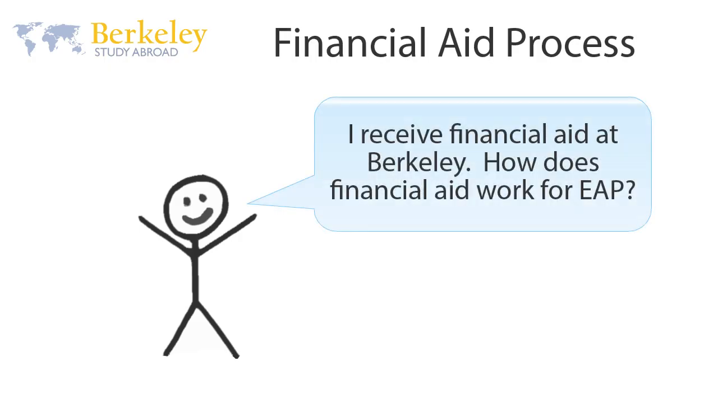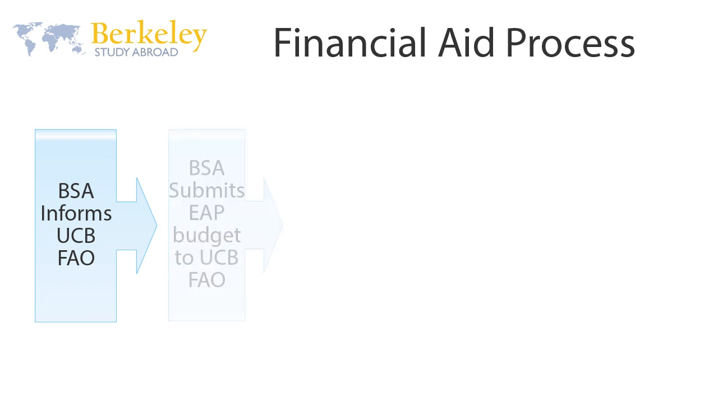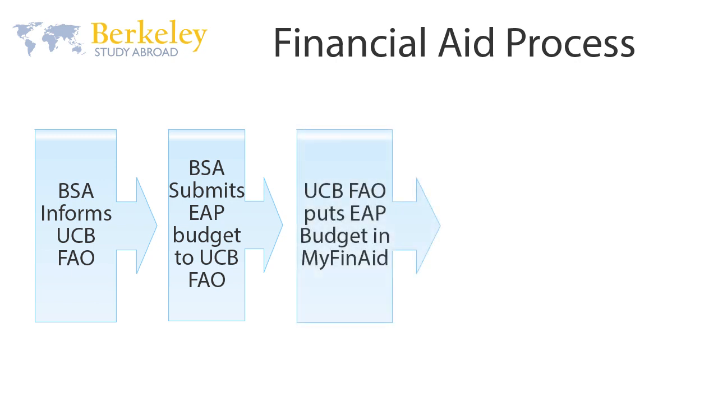I receive financial aid at Berkeley. How does the financial aid process work for my EAP program? Berkeley Study Abroad informs the Financial Aid Office that you are an EAP participant and submits your EAP program budget. The Financial Aid Office enters the EAP program budget into the Berkeley MyFinaid system, including Sections 1 and 2 of the budget, which are UCEAP fees and estimated personal expenses.